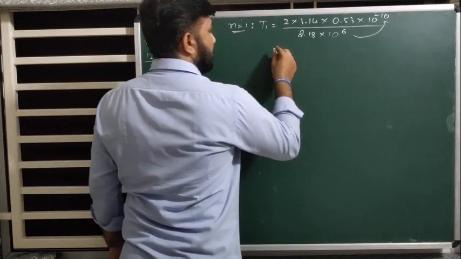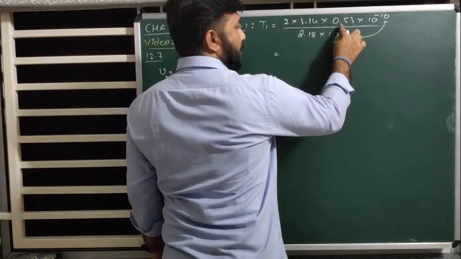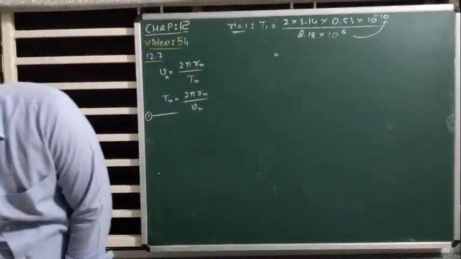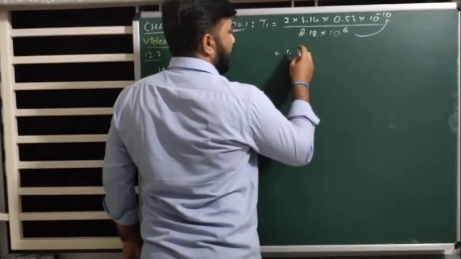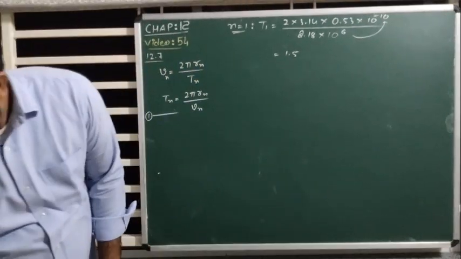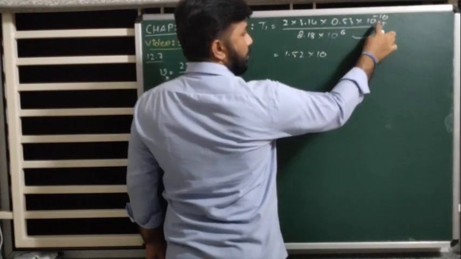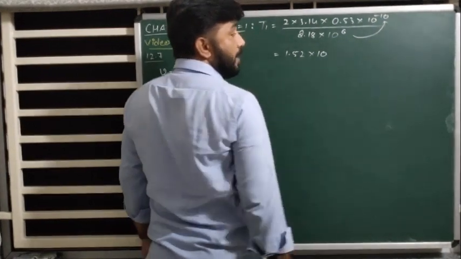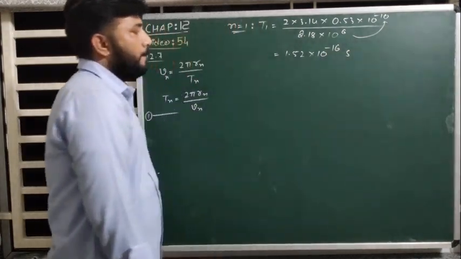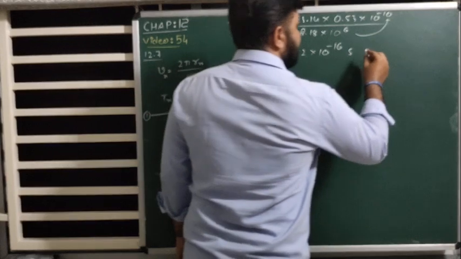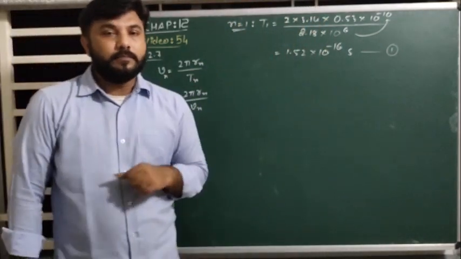Okay. Take it up. Do the calculation. 2 multiplied by 3.14 multiplied by 0.53 divided by 2.18. You will get 1.52 multiplied by 10 raised to minus 10 plus 6, upside minus 6, it is minus 16 second. Clear? So this is the first value of period time for n is equal to 1.